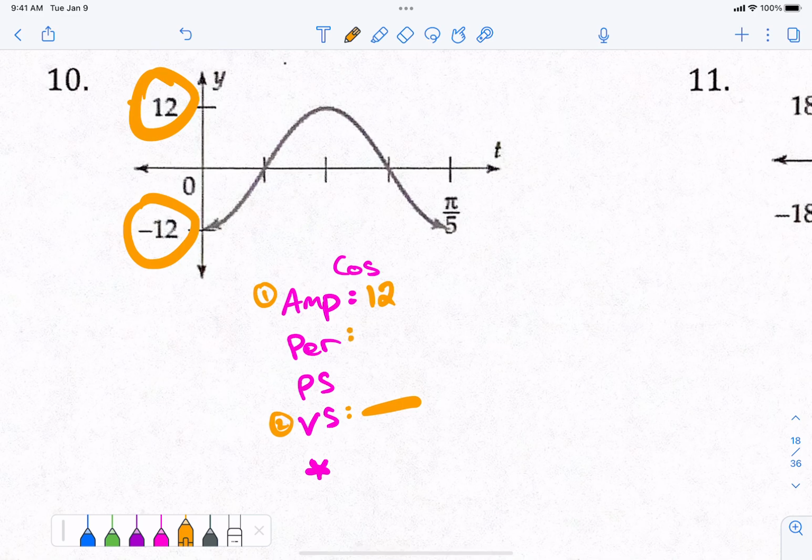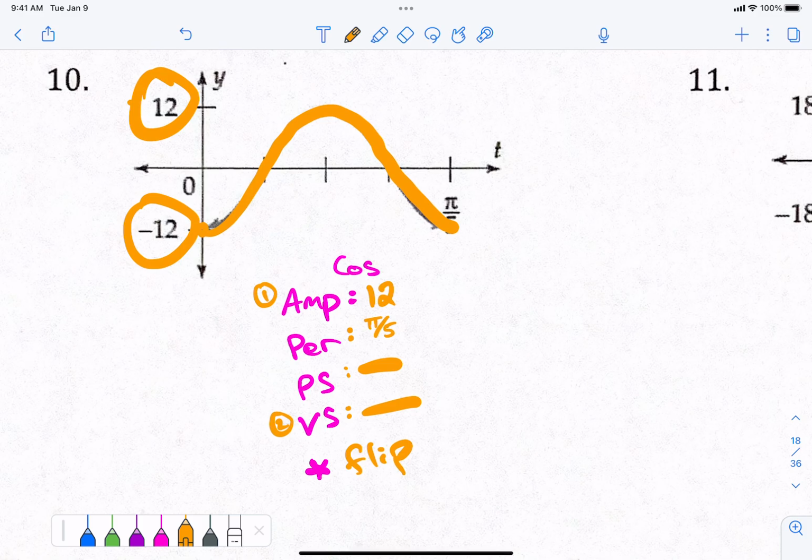Okay, the period. How wide is this thing? They have it listed at pi over 5. Is that one full cycle? Yeah, he's one full cycle. The period is pi over 5, okay? And then the phase shift. If this is cosine and we start cosine here and do one of these, is he shifted left or right at all? No. He has no phase shift, but he is flipped. So I'm going to put star flip, okay? All right, then we're going to put that into the equation.